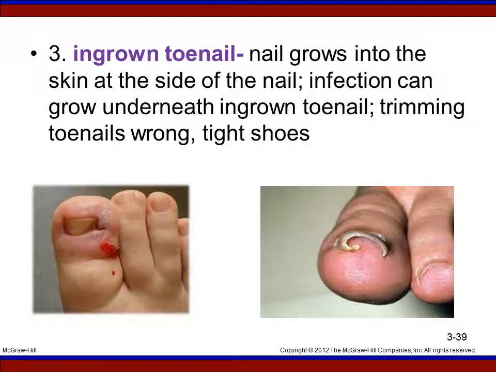Next, we have a picture of an ingrown toenail. These are very common and most commonly result from people trimming their toenails the wrong way. On the left, you can see the toenail was trimmed too short. Most people try to round their toenails so they look nicer. It's best if you just leave them cut off straight.